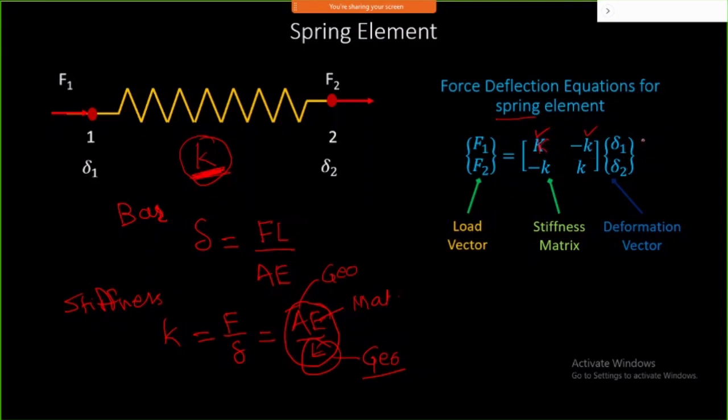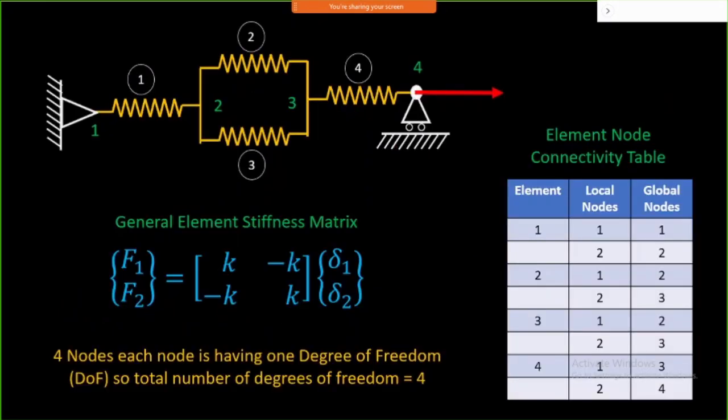Then here you can see the deflection of both the nodes, and this is the force on both the nodes, represented by this. We'll take a simple example of a bar spring element. This type of problem you can find in so many books, and we want to now analyze this.